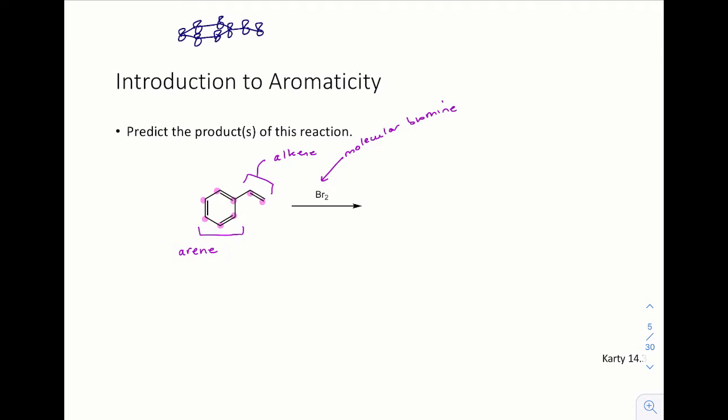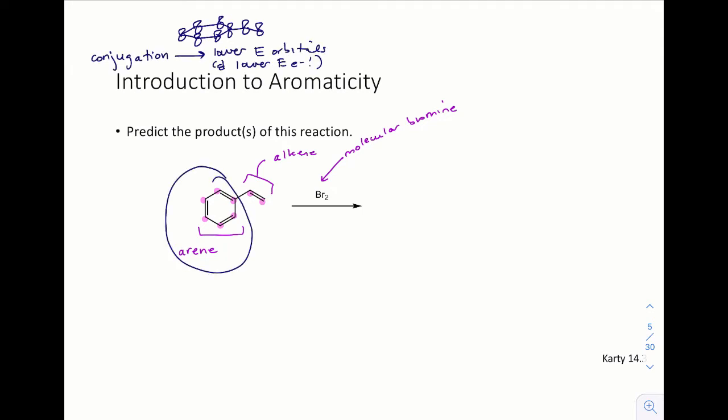Thus, it happens, right? The universe spontaneously goes to lower energy. Conjugation results in lower energy orbitals. And since electrons occupy orbitals, conjugation results in lower energy electrons. So there's an arene and an alkene, and they are conjugated to one another, which will affect their reactivity under some conditions. There's molecular bromine, and we may recall that molecular bromine reacts with alkenes via an electrophilic addition reaction.